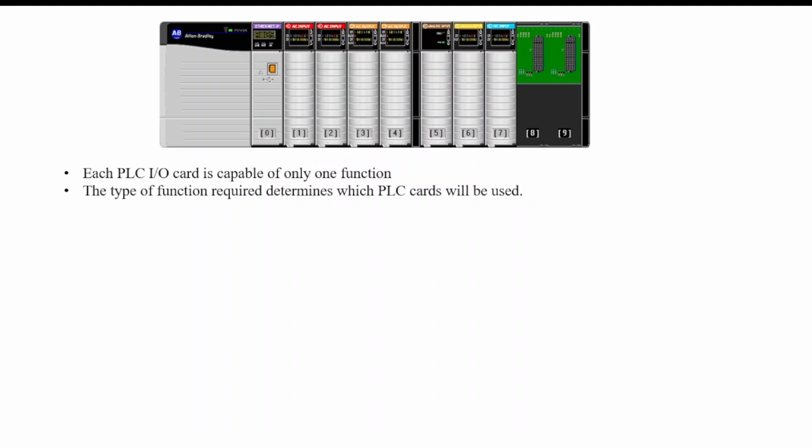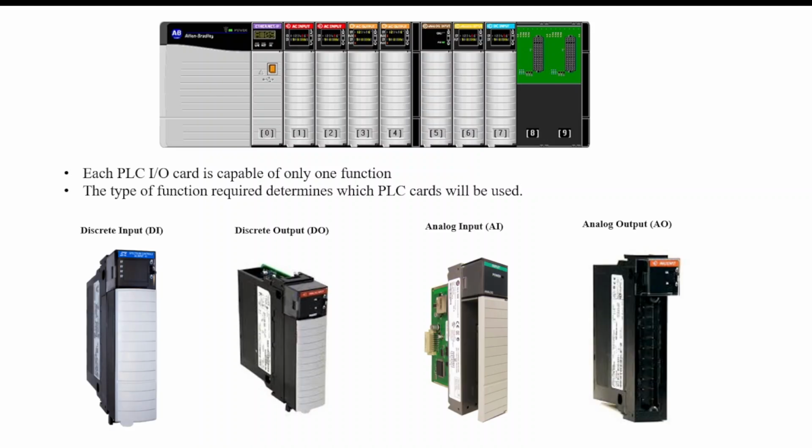Now, each PLC I/O card is capable of only one function. The type of function required determines which PLC cards will be used. There are 4 standard types of signals. There are discrete input and discrete output, and there are analog input and analog output. Within these 4 standard categories, there are then a myriad of different voltage values that could be used. Each voltage value would need to have its own specific card.